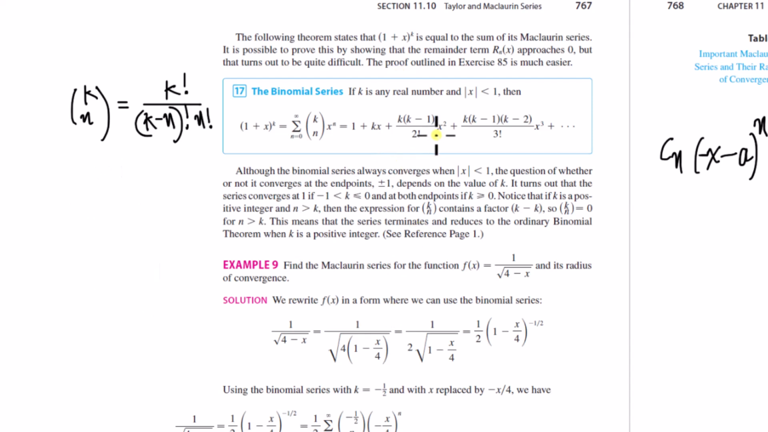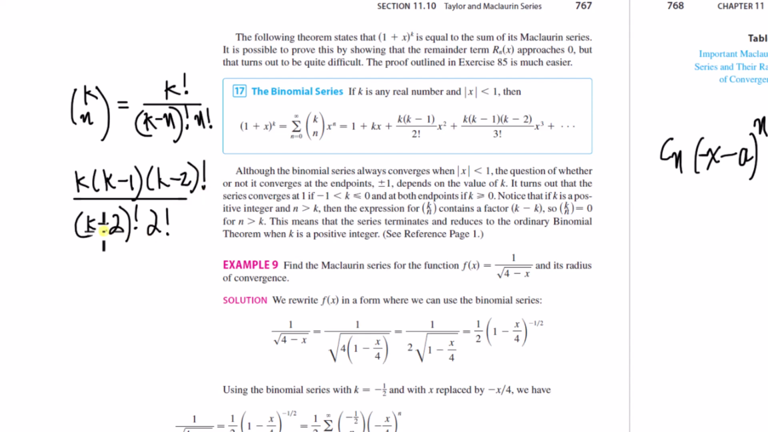Okay, when n is equal to 2, you've got x squared, then you've got k minus 2 factorial times 2 factorial, and then k factorial. And so the k factorial, you can write it as k times k minus 1 times k minus 2 factorial. So you're left with k times k minus 1 over 2 factorial. Okay, and so that's where these coefficients shown here are coming from.